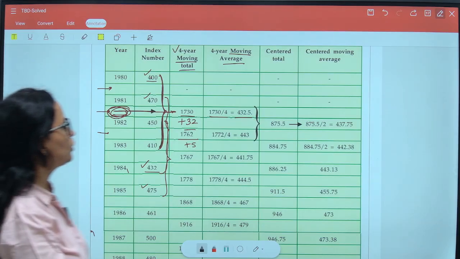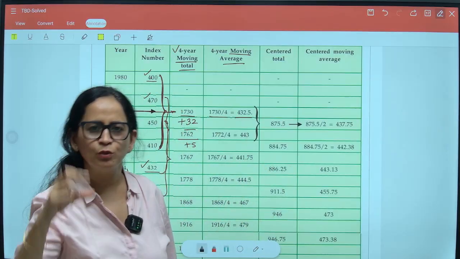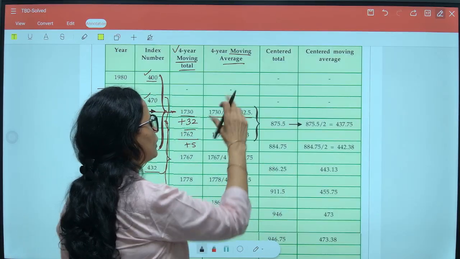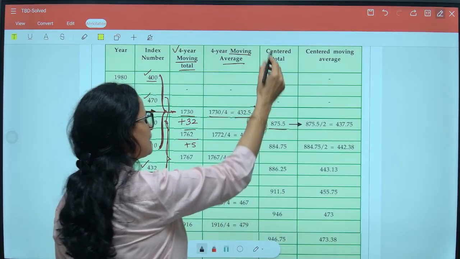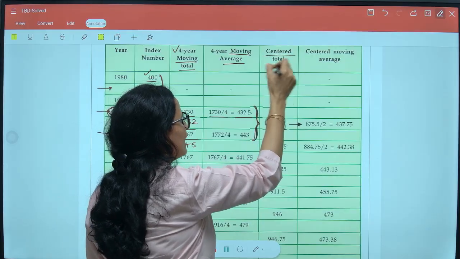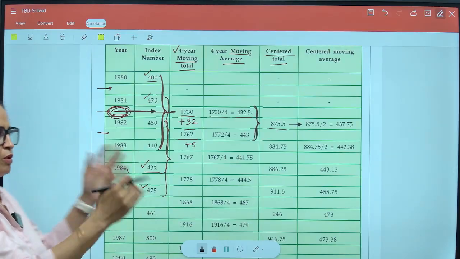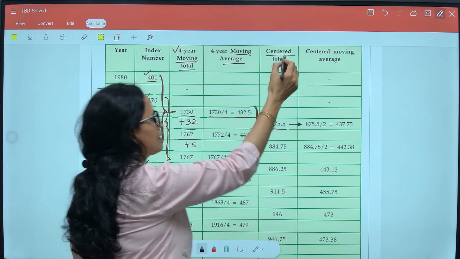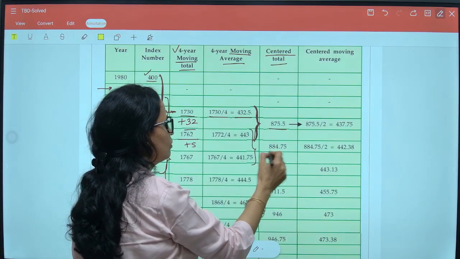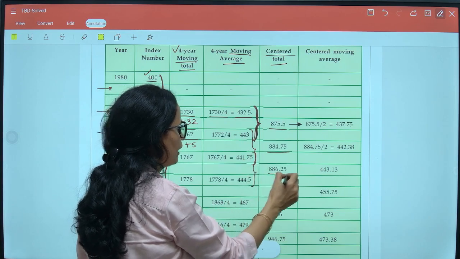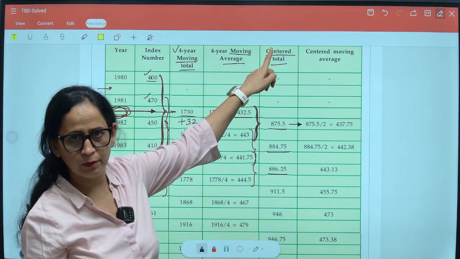So what we need to do is, once you have the moving average, take out the average of every two years, every 2 data points. So add them, write the total. So this column is headed as centered total. So you are trying to center that 4-year moving total to a year. So this is called centered total. So you add these two, write the sum. Next, add the next two, write the sum. Add the next two, write the sum. So this is how now you get the centered total column filled up.